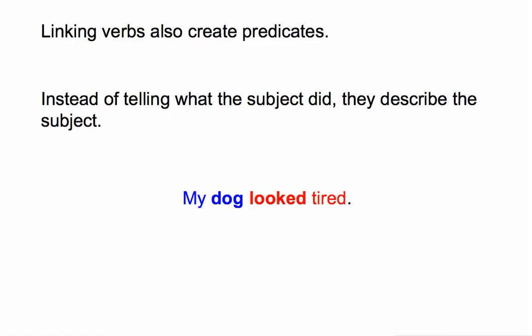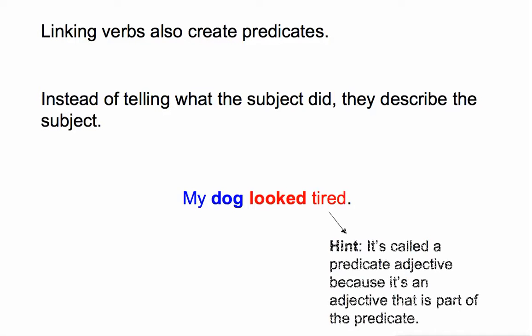So here, the simple predicate is looked. Looked is a linking verb because it links the predicate adjective tired to dog. Here's a nice hint. It's called a predicate adjective because it's an adjective that is part of the predicate. Not as complicated as it sounds.